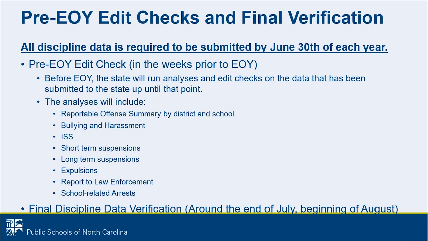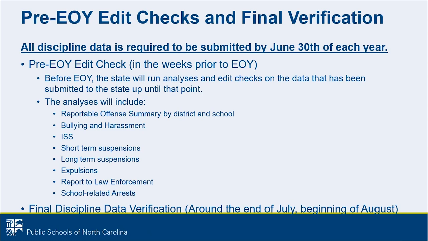And then finally, we reproduce summary tables for the reportable offenses: your in-school suspensions, out-of-school suspensions, expulsions, reports to law enforcement, harassment, bullying, and school-related arrests. And we provide that in a format that will be displayed in the consolidated report that goes to the General Assembly, as well as in the format that you're going to see in the school report card.